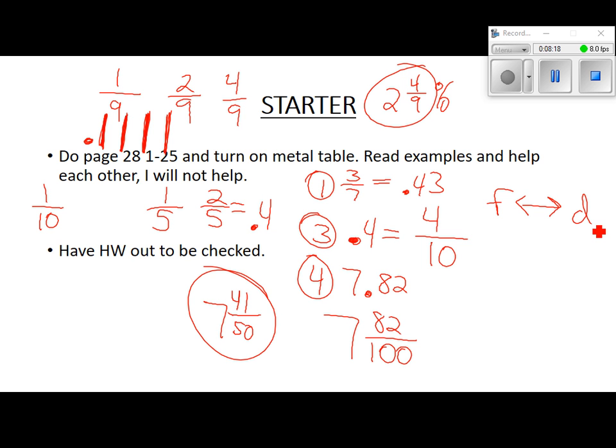Any idea what that means? Changing fraction to a decimal, and if it's the double arrow, what's it telling you? It'll do it vice versa. So all you do is put in whatever it says, and then it'll change it to the other form for you.